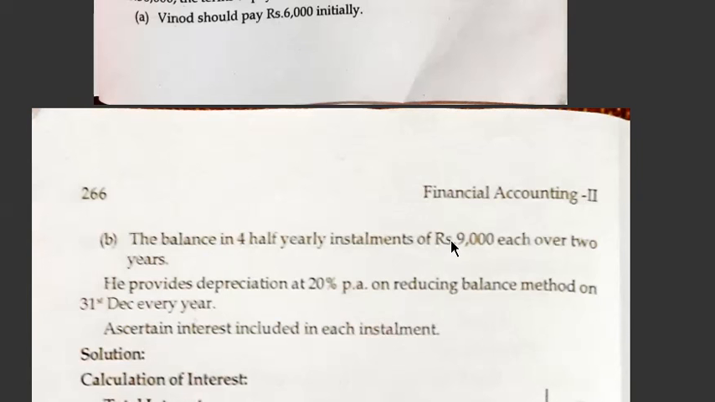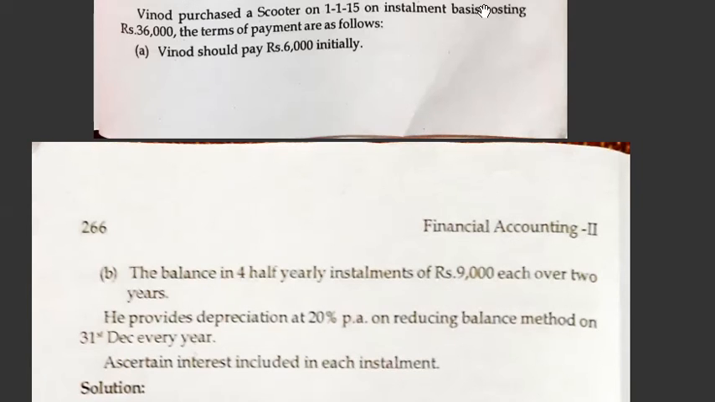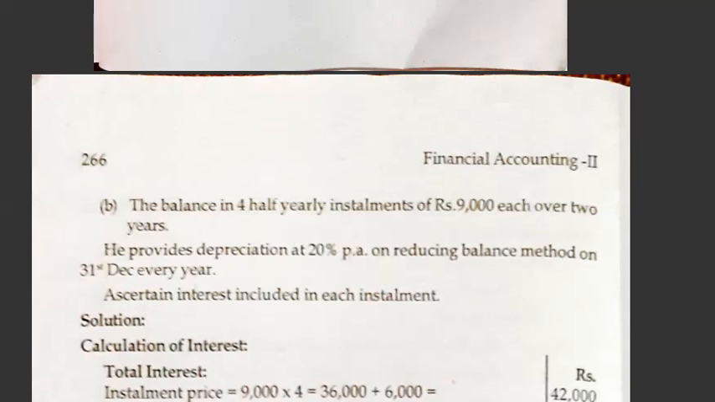The balance is in four half-yearly installments of 9,000 each over 2 years. Half-yearly means twice in a year, so he will be paying four times, that is 9,000 into 4, which is 36,000. Plus the down payment of 6,000, he will be paying nearly 42,000. So what is the total interest? Cash price minus hire purchase price, it is 6,000. Depreciation is 20% on the reducing balance method. Now what you have to do is ascertain the interest included in each installment. We have to calculate the interest.